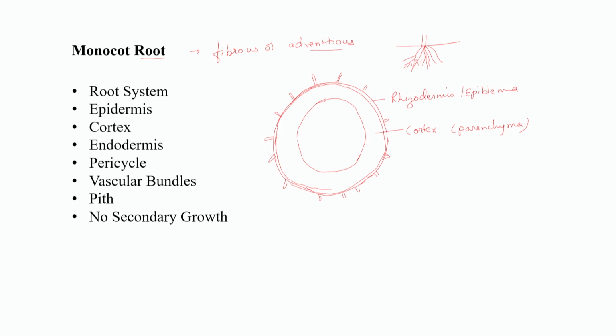Then after the cortex you will have endodermis, and then endodermis will be followed by pericycle. Generally a single layered endodermis will be there. And then you have pericycle, which will also generally be a single layer. Inside this also you will see vascular bundles. Vascular bundles in patches you will see.